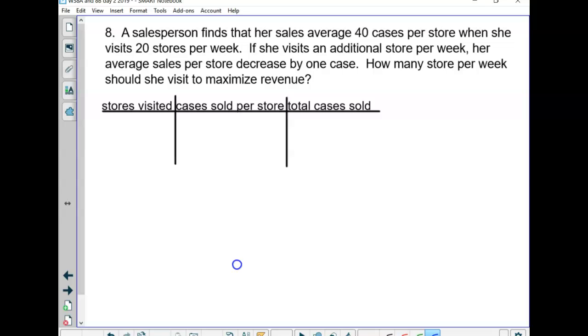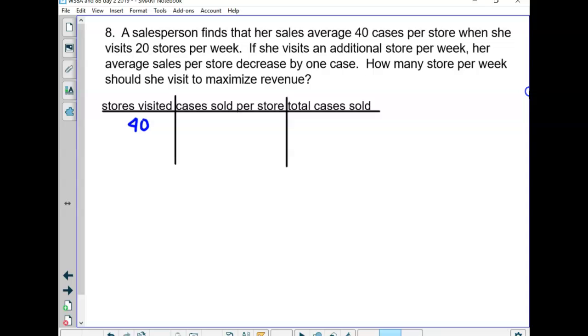It says if she visits an additional store each week, her sales decrease by 1. So if I spend a little less time schmoozing with the manager, okay, I find time to go to one more store, but because I wasn't schmoozing as much, my sales drop a little bit. Is this making sense, guys? So at some point, it's probably good that I go to more stores, but there's going to be a magical point where it's not, right?